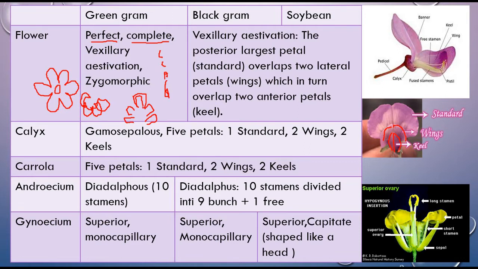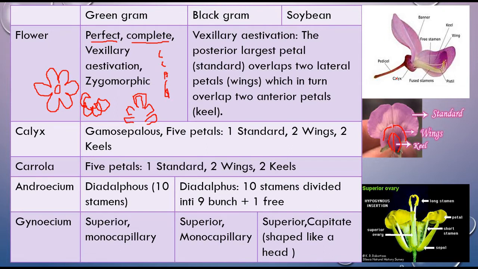Okay, so when you take any pulse crop, the morphology of petals is the same. First one is standard, then wings and keels, but inside the keels, the Androecium and gynoecium are enclosed. There are 10 anthers present in the pulse family, and the condition of anthers is diadelphous. What is meant by diadelphous? There is a bunch of 9 stamens, and one free stamen arising from that bunch.